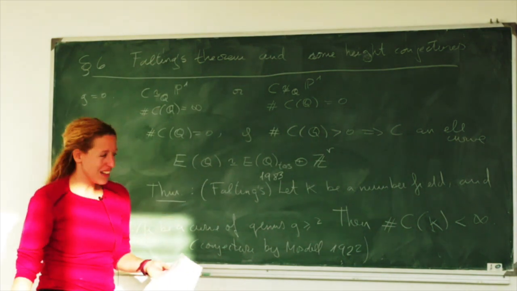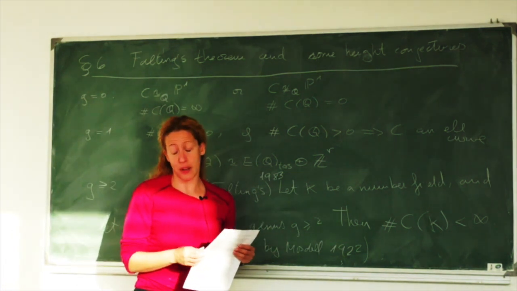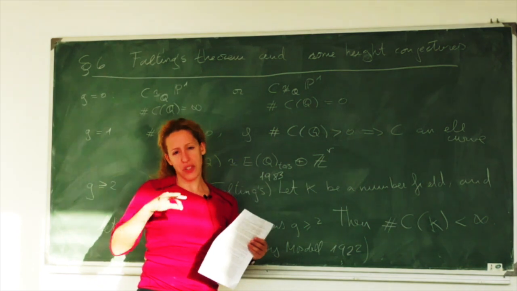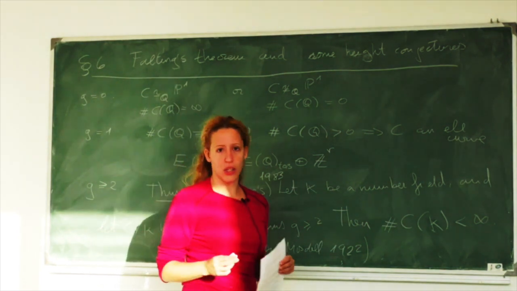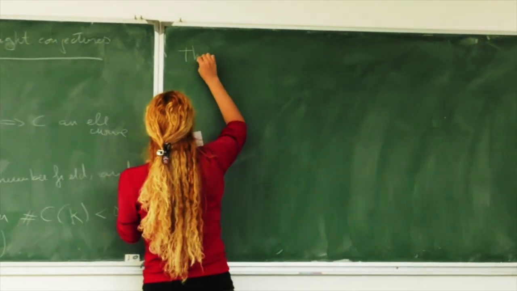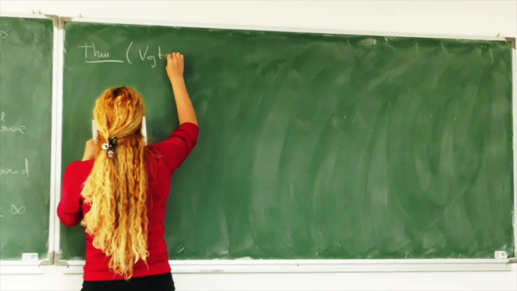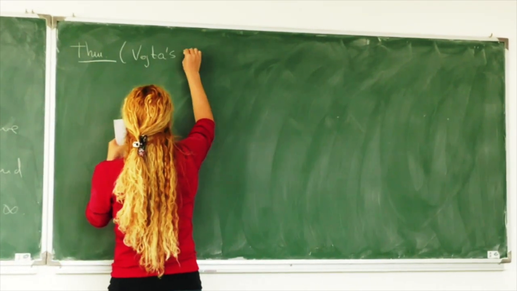So even in this way, the proof is complicated, so I cannot really do the proof in 1 hour. But what I'm going to do is state Vojta's inequality, and from this result, we are going to prove Faltings' theorem. Okay, so let's see this result. Theorem, Vojta inequality.